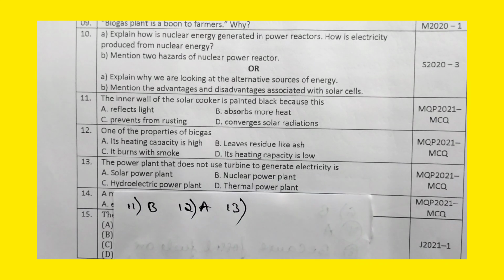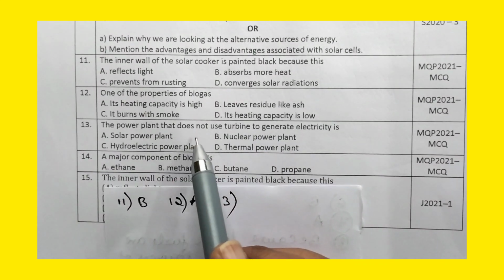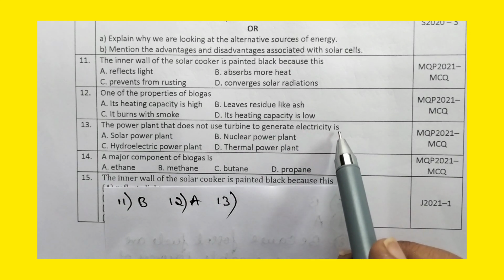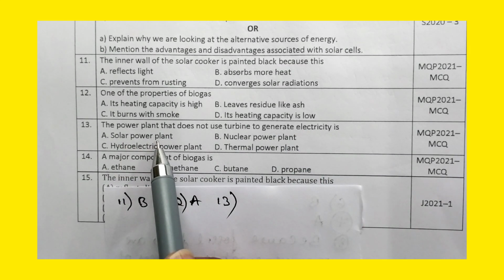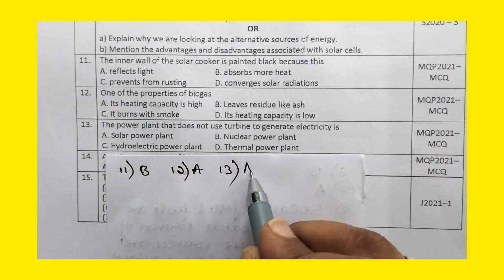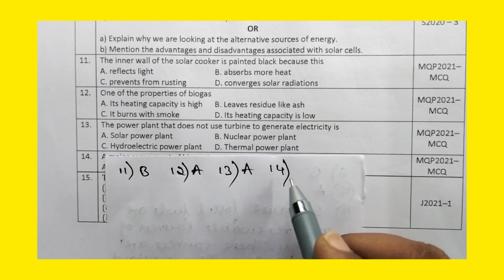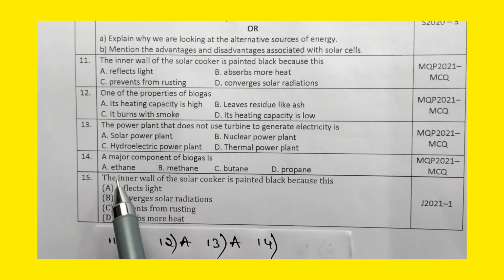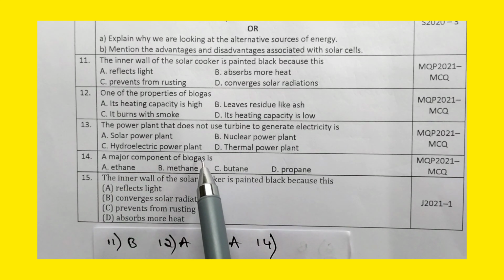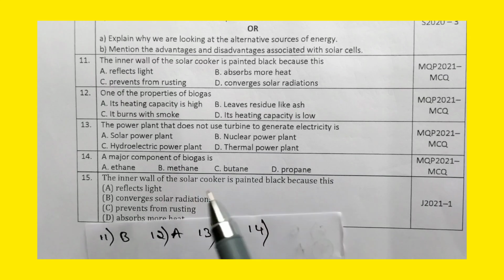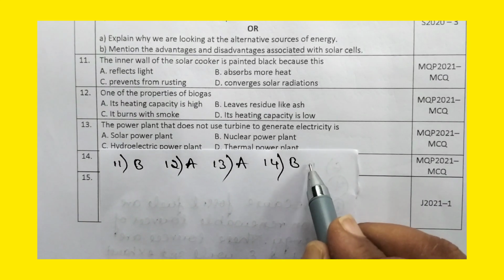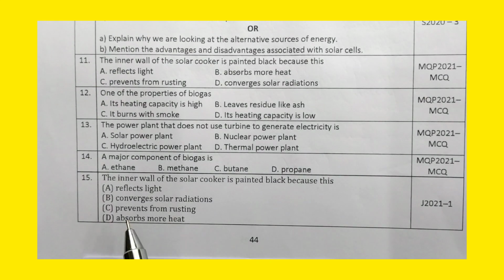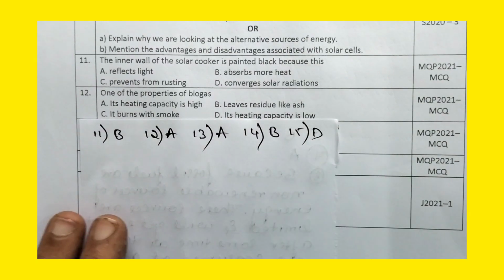Now let us move to the 13th question. The power plant that does not use a turbine to generate electricity is the solar power plant. So option A is the answer for the 13th one. Now the 14th question. A major component of biogas is option B, methane. Now the 15th question. The inner wall of the solar cooker is painted black because it absorbs more heat. So for the 15th, option D.